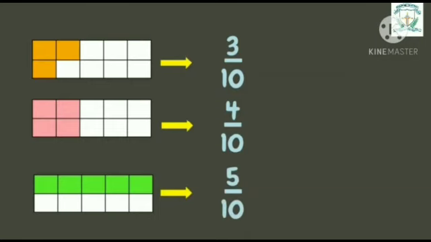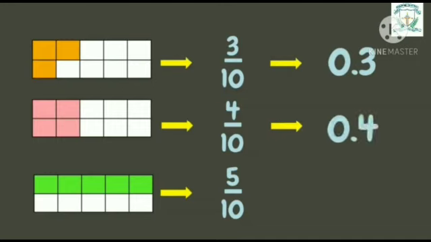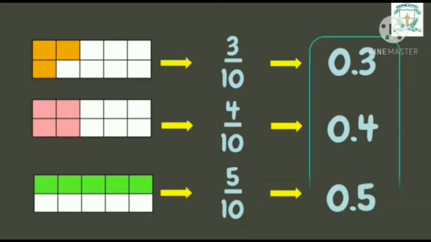But do you know fractions can be written in another form? Yes, 3 by 10 can be written as 0.3. 4 by 10 can be written as 0.4, while 5 by 10 can be written as 0.5. These numbers are called decimals.